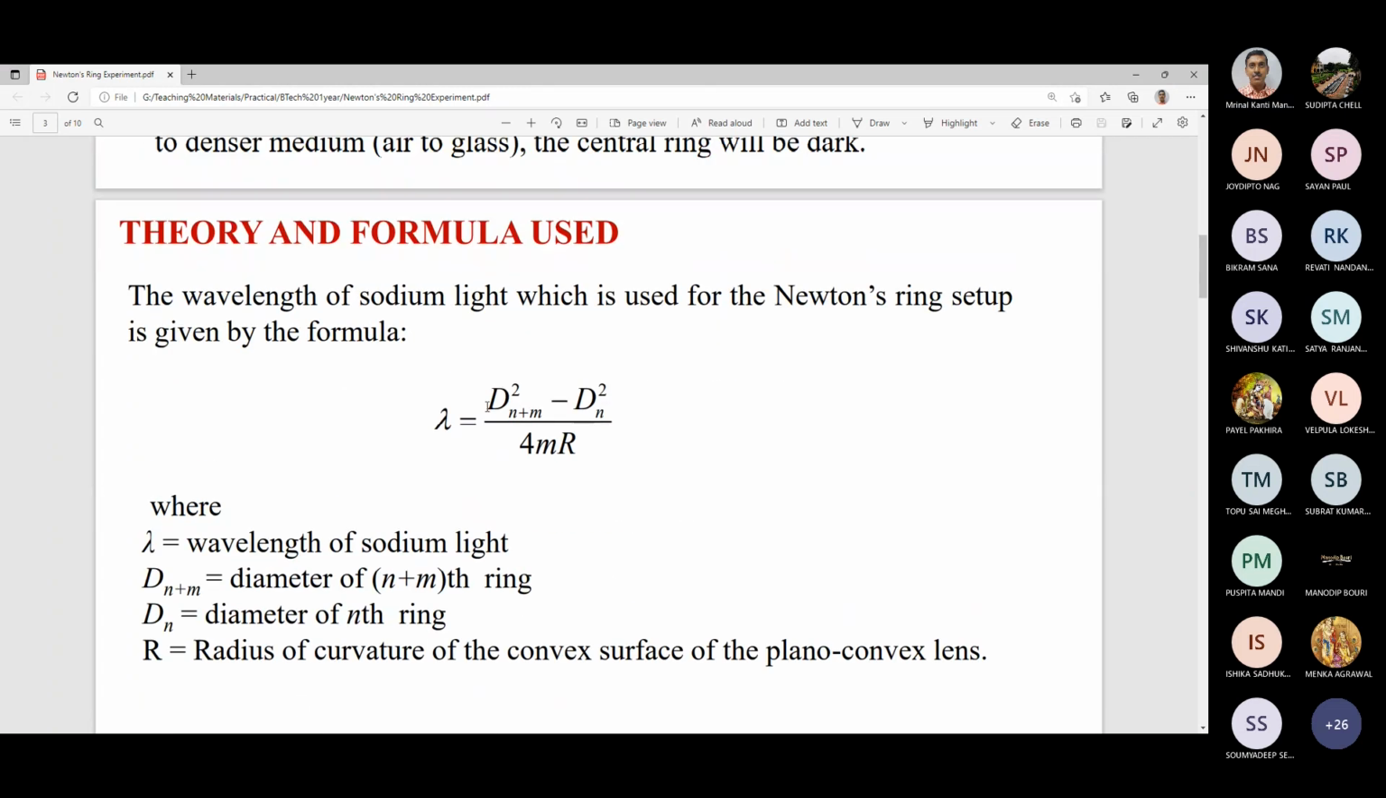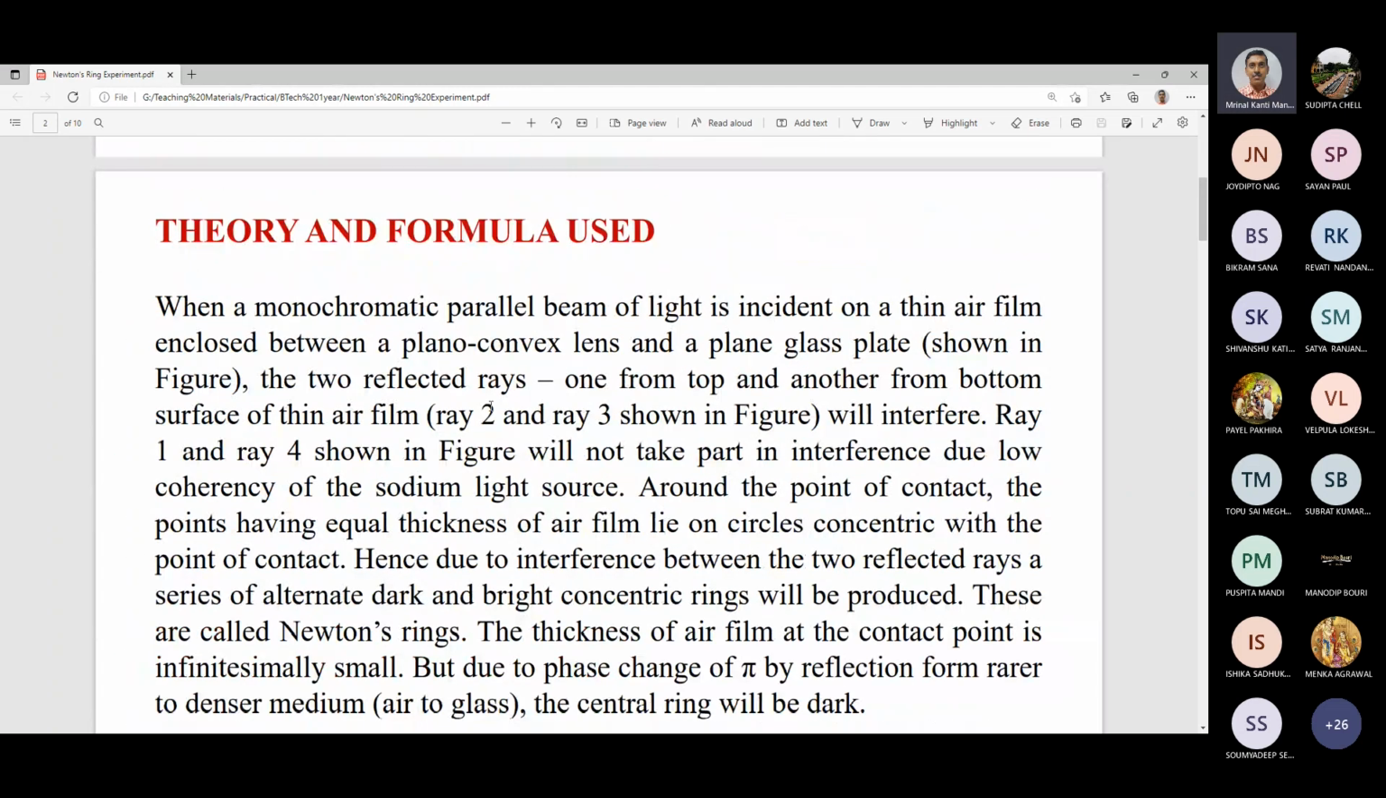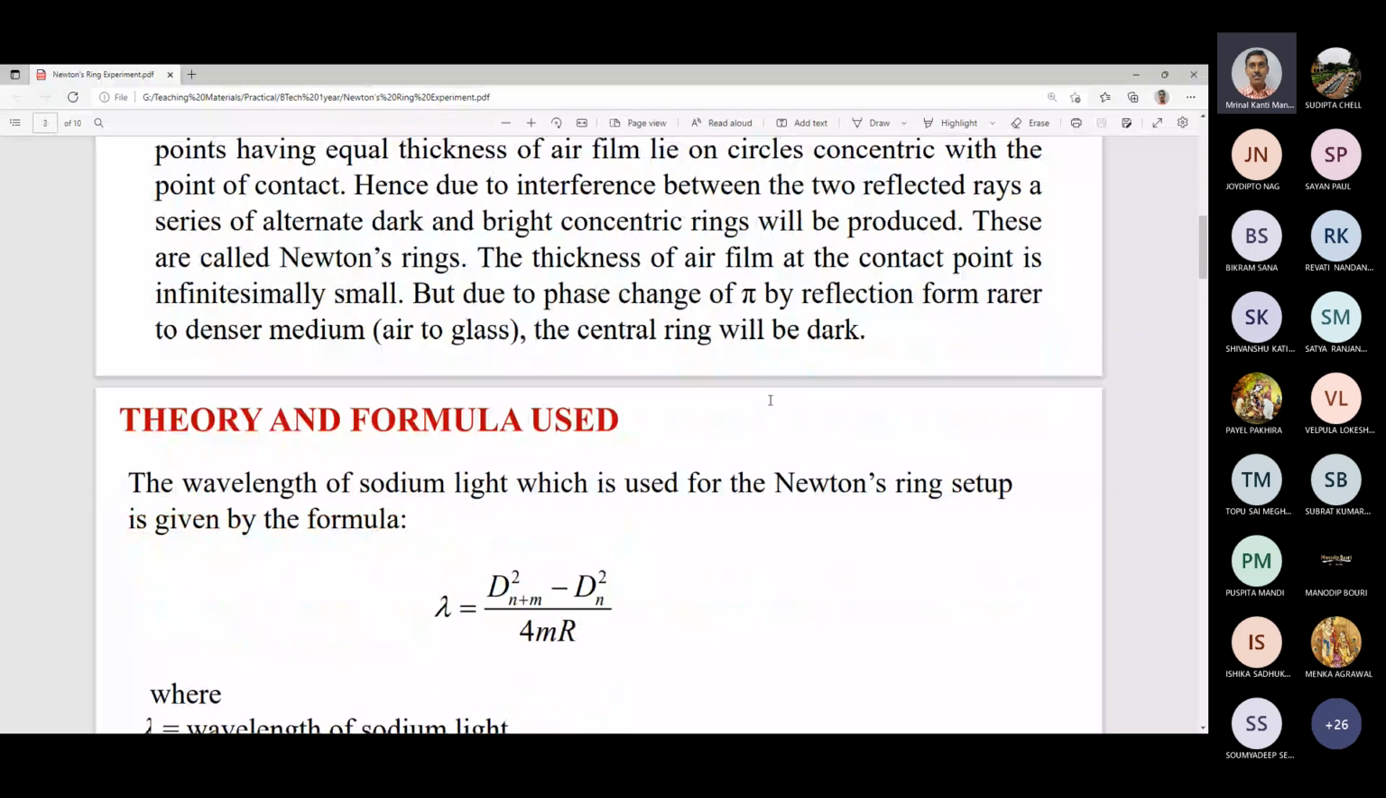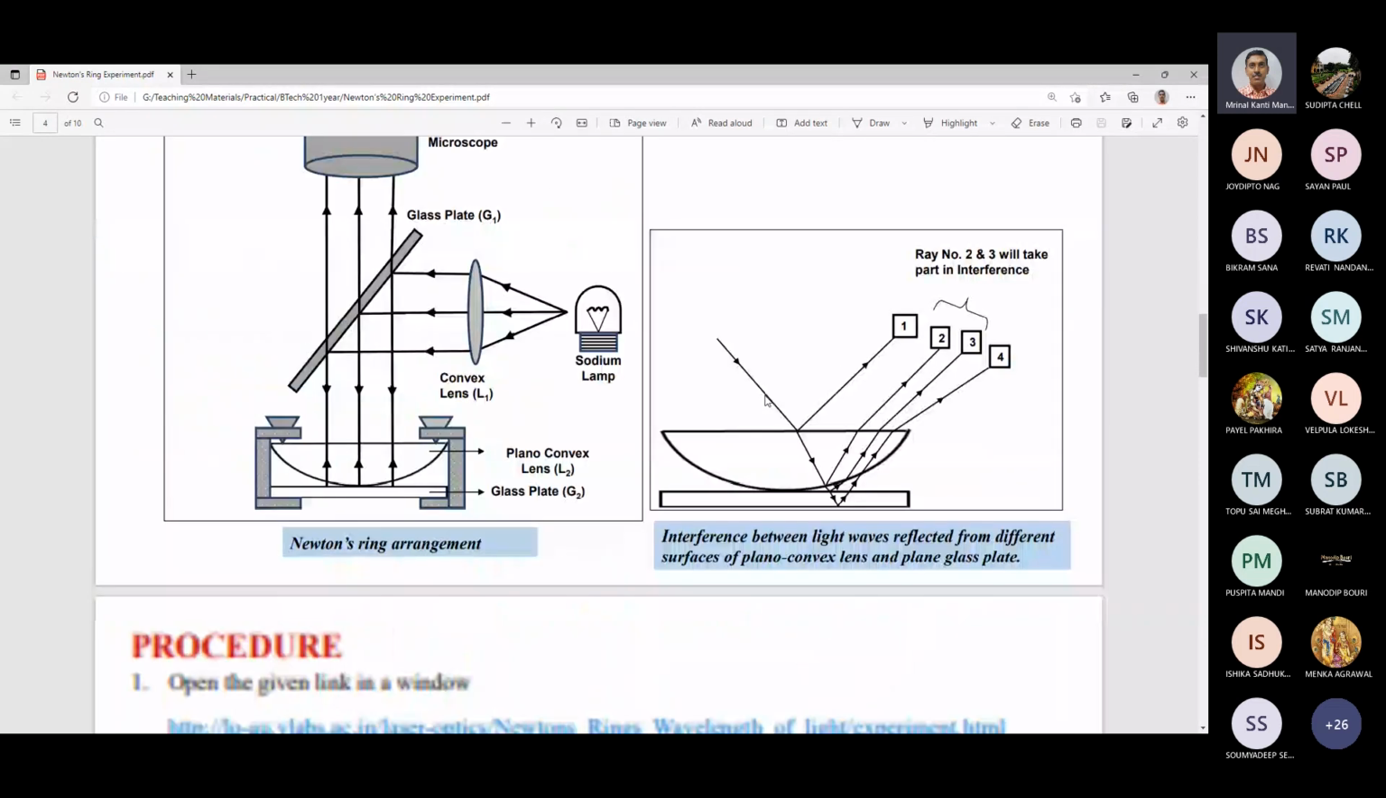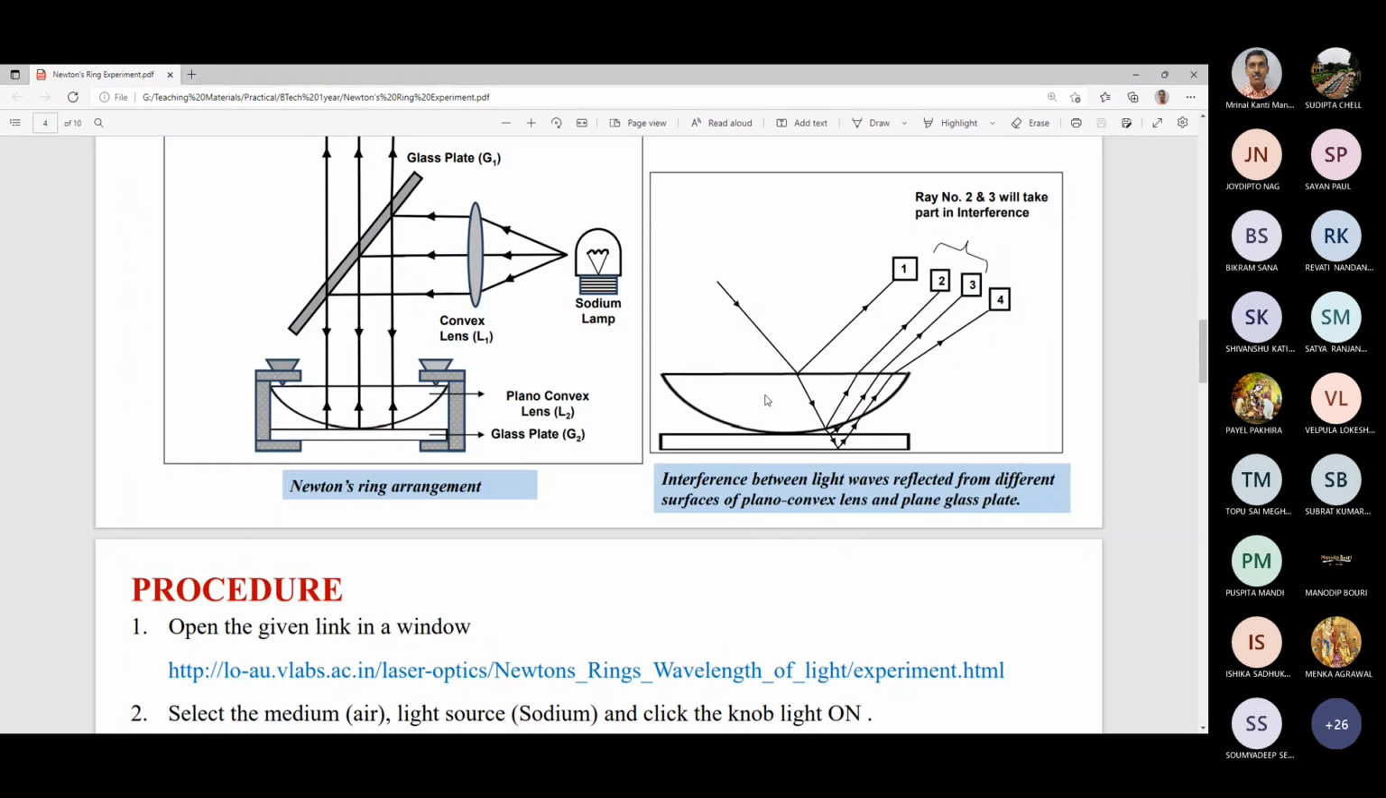Now, here is the working formula. One thing I will mention: you see the beam marked as 2, it is reflected back by the curved surface of the lens, right? Now this region is air. We consider this region is air. In between the glass plate and the curved surface of the lens, this is air.